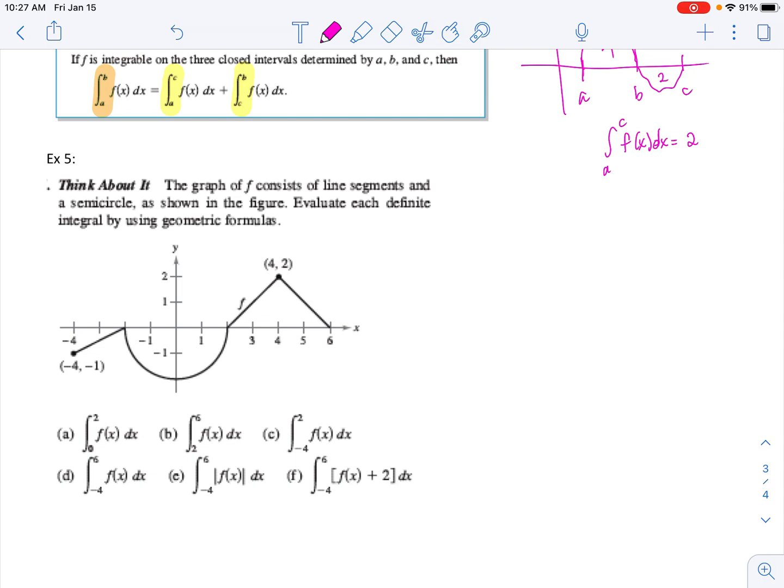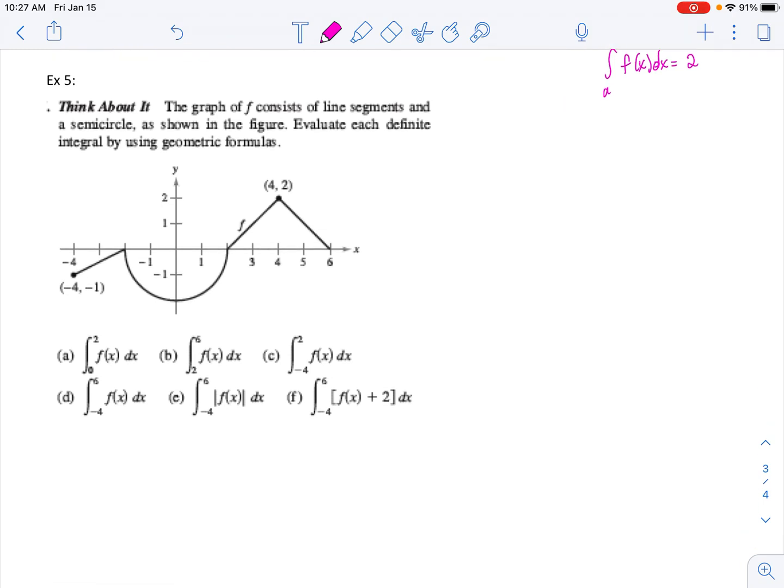So that's going to come up here in example 5. So we've got some line segments, and we have a composition of a bunch of line segments in a semicircle, and we've got 6 integrals down below that we are supposed to figure out. So I just want to make sure we draw a visual that goes along with each one of these, and then figure out the areas. So let's start with part A, just the integral from, again, we're looking at 0 to 2 for the f of x function.